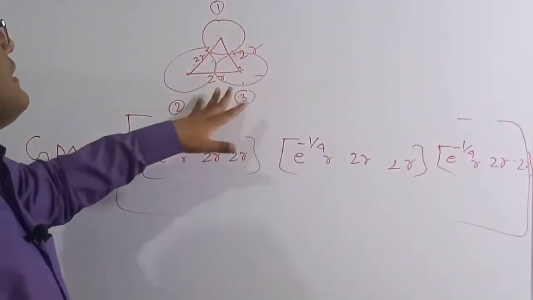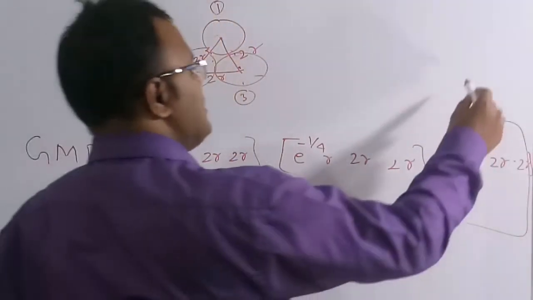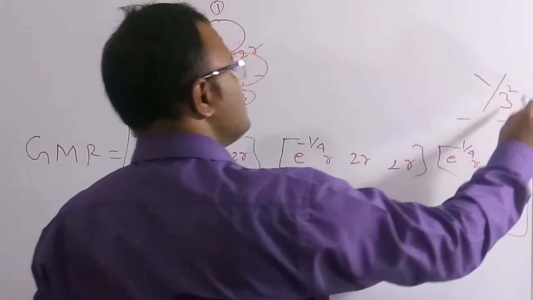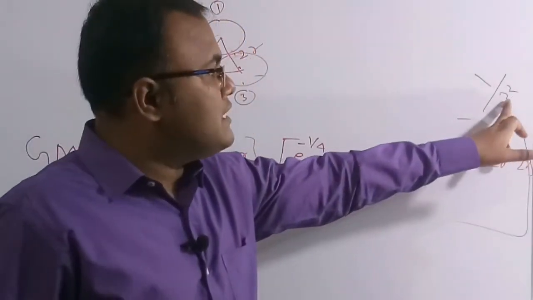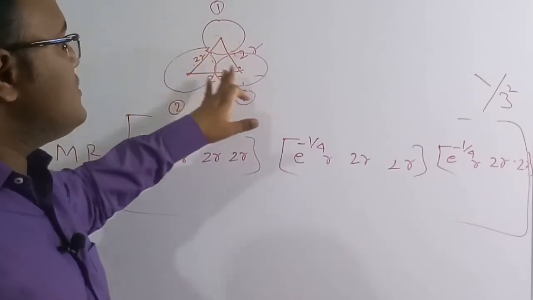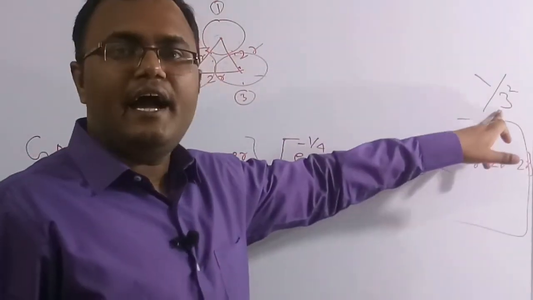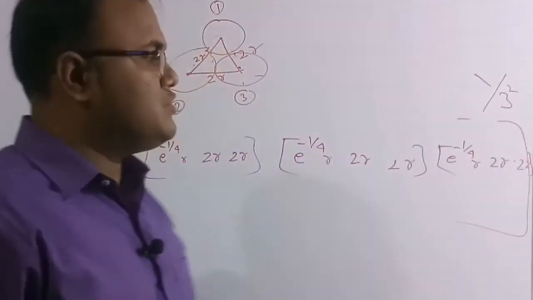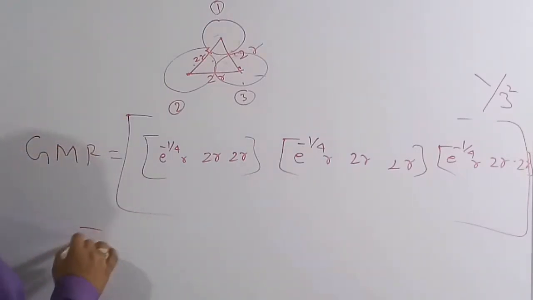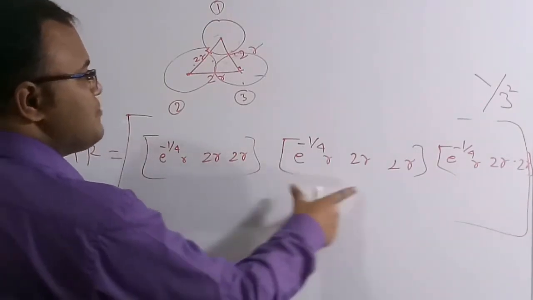Here the number of connectors are 3. So therefore here we need to take 1 by 3 square. There are 3 connectors, right? So 1, 2, 3. So 3 connectors you have to take, and you always have to do the square here. So therefore this is the procedure. So if you simplify this one, each term is same, identical.